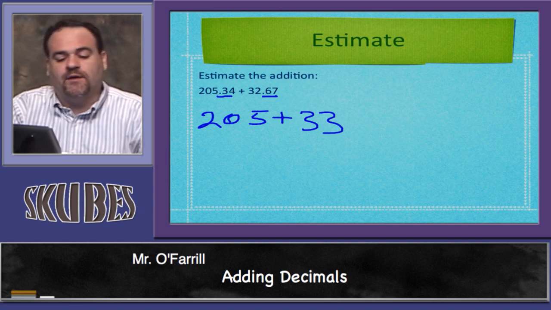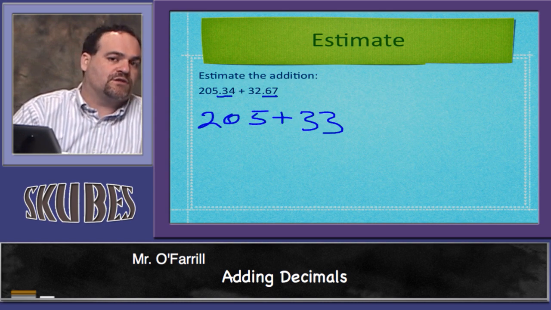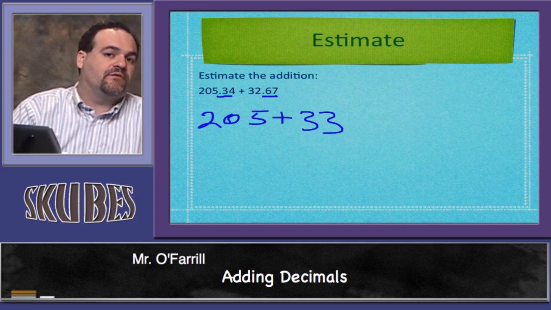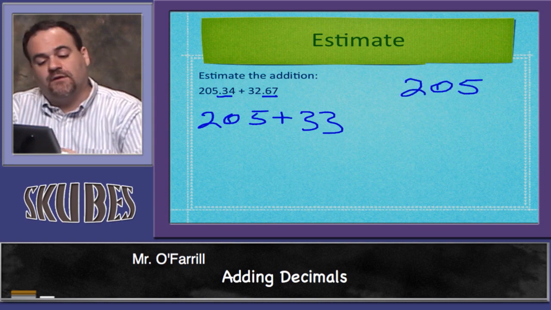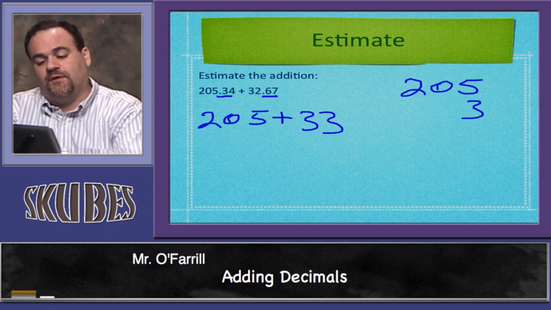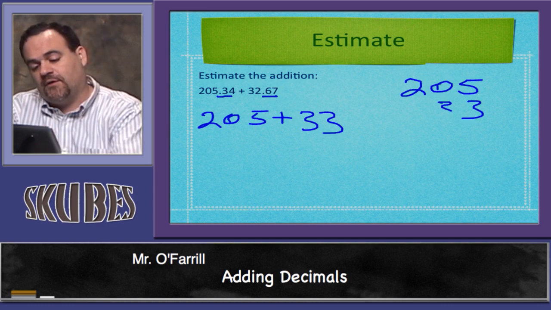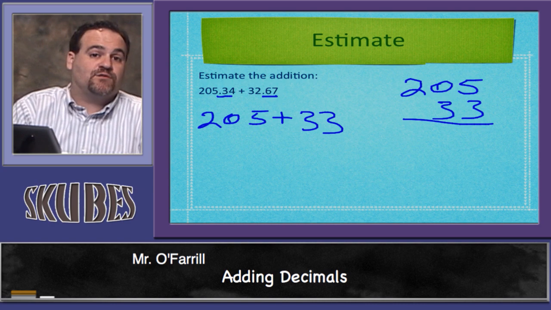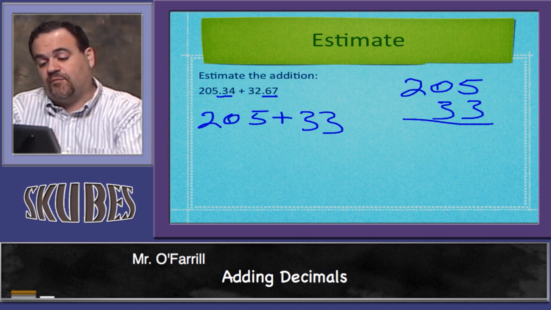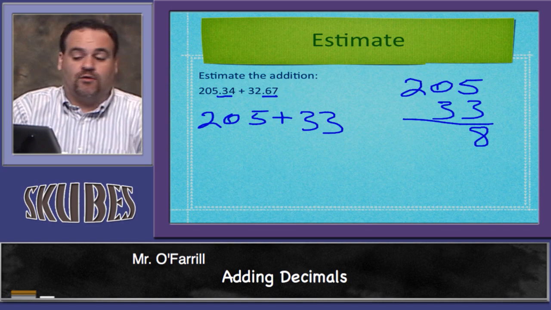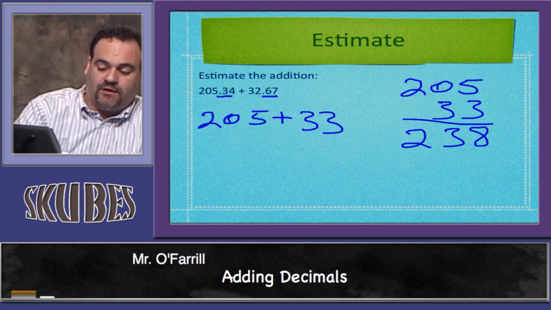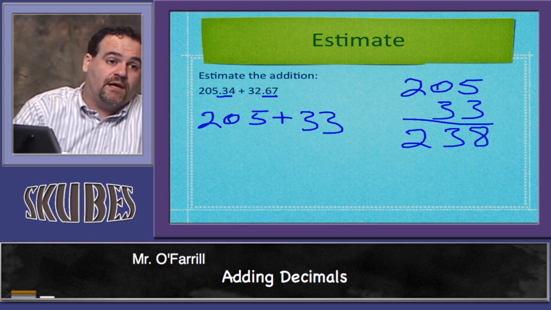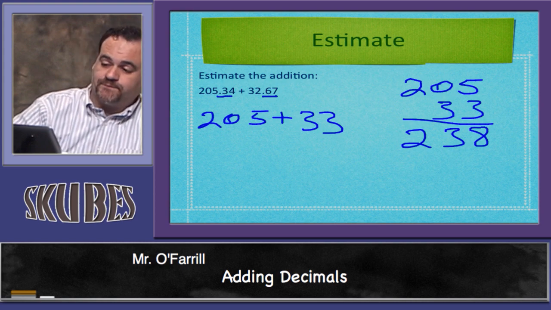We're adding these two numbers together, and I know you can probably do this horizontally just fine, but we're going to go ahead and do it vertically again. We'll put the 205 down first, line the 3 up in the ones place, the 3 up in the tens place. There's nothing to match with it in the hundreds place. 5 plus 3 is 8. 0 plus 3 is 3. And 2, well, plus another 0 or nothing is 2. That's 238. Again, a reasonable estimation of the sum of these two decimals.